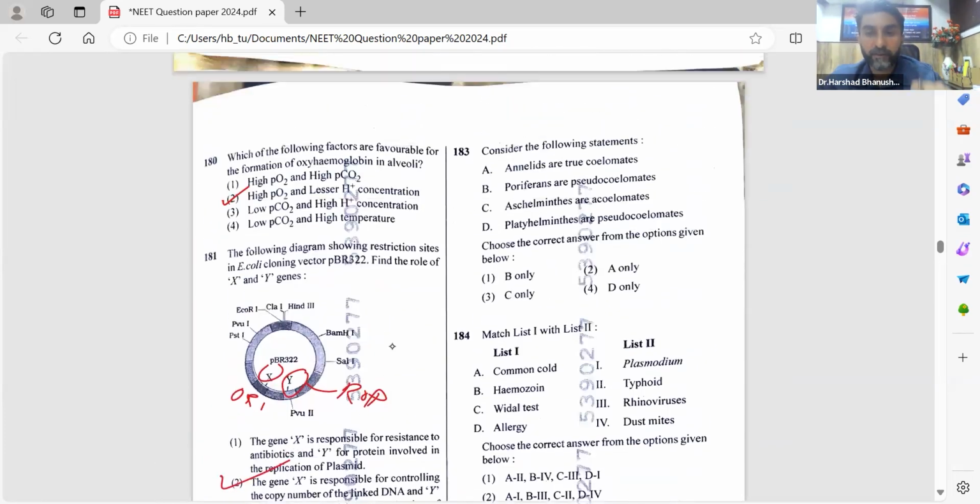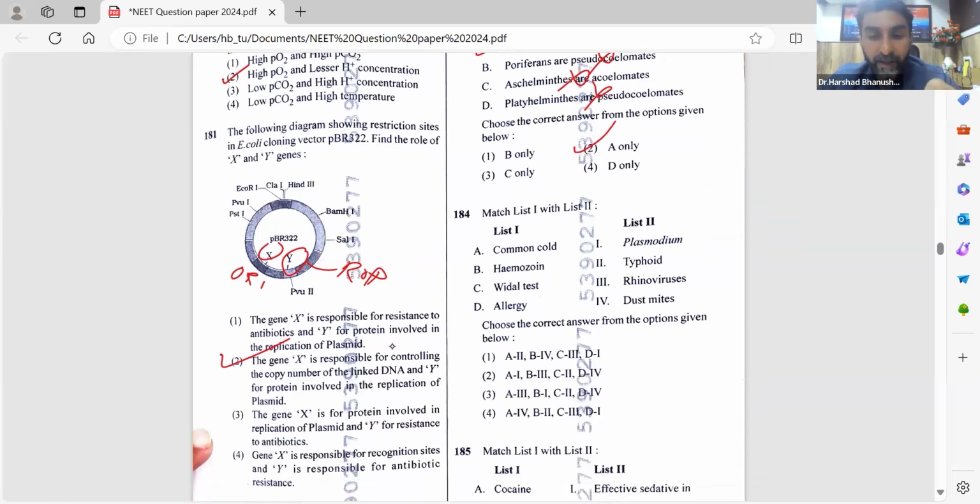We go to the next question. Annelids are true coelomates is a correct statement. Porifera are pseudo-coelomates is wrong because Porifera are acoelomate. Aschelminthes are pseudo-coelomates, so this is wrong. Platyhelminthes are acoelomate, so this is wrong. So the only correct statement is the statement A.